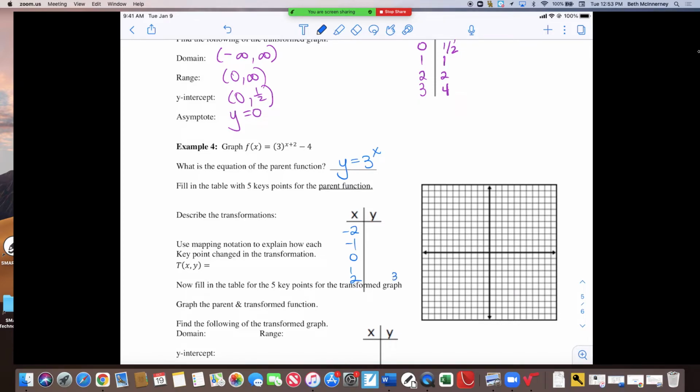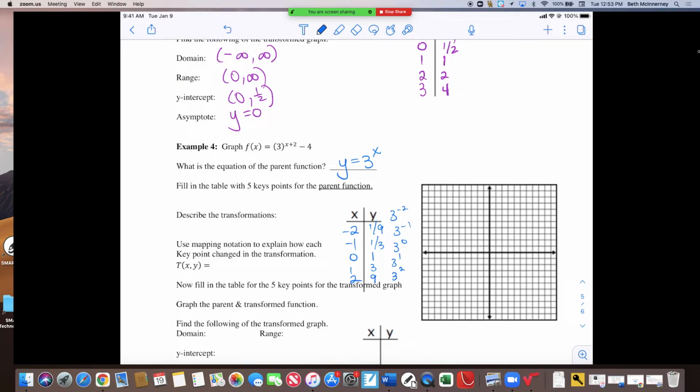So 3 to the second power is 9. 3 to the first is 3. 3 to the 0 is 1. 3 to the -1 means 1/3. 3 to the -2 means 1 over 3 squared, or 1 over 9. Okay?